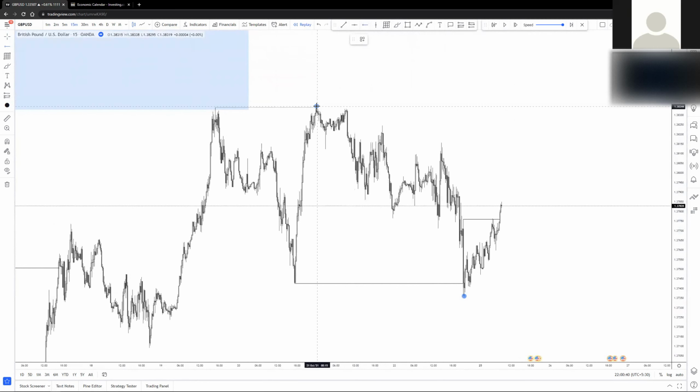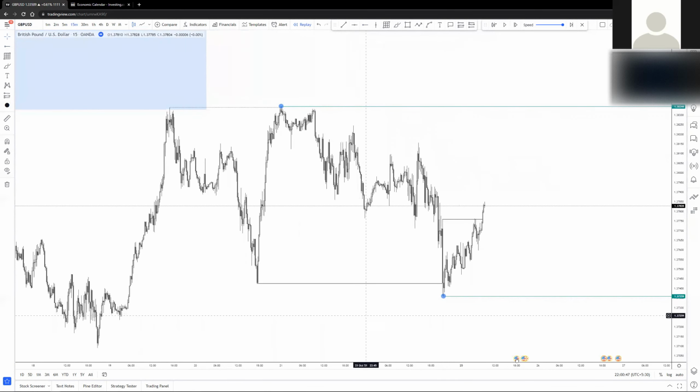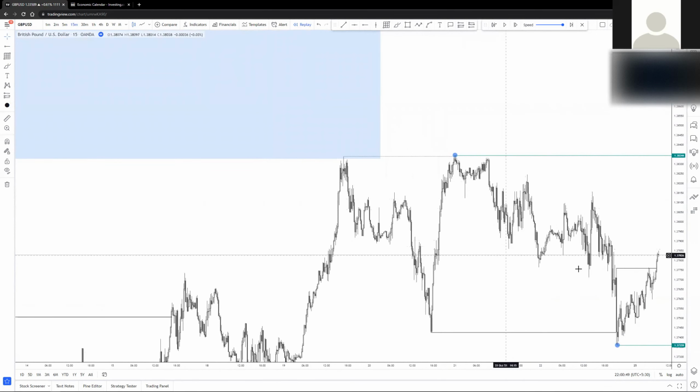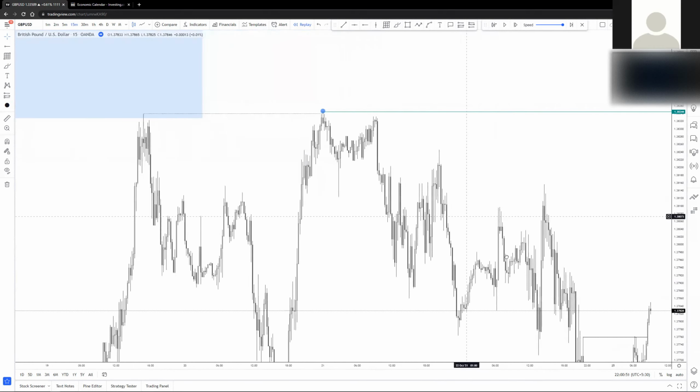So let's mark that out. Then you know what to do. Discount and premium, internal range. Look for the POI above that. We're going to look for that. Now, look at this. You could have traded all of these moves. You don't even have to use the lower time frames.